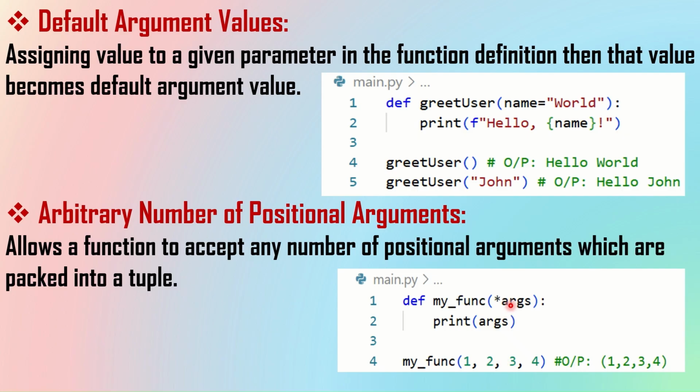In the function definition, whenever I try to access these arguments, those arguments are always packed into a tuple. So in the output we can see all the values inside the tuple, inside the brackets, these positional arguments. This is the data type tuple, right? Like this, we can pass n number of positional arguments to the function definition.